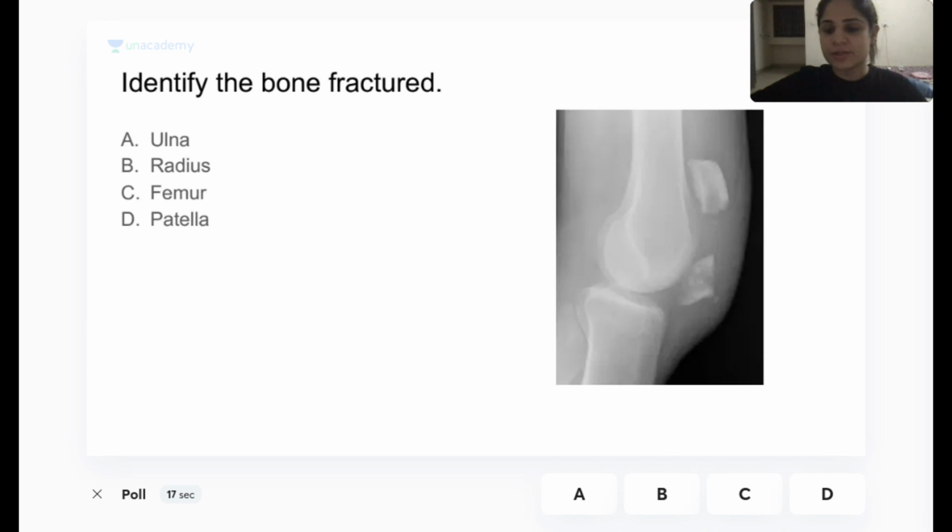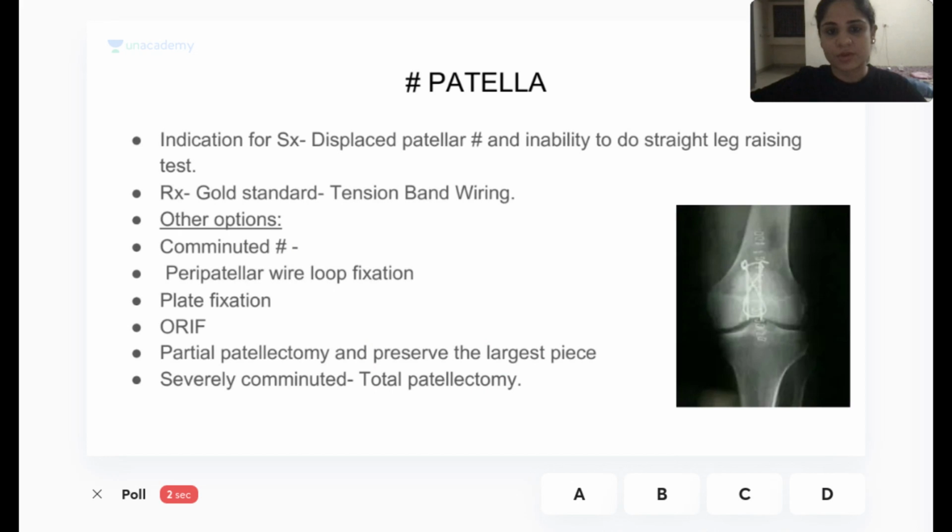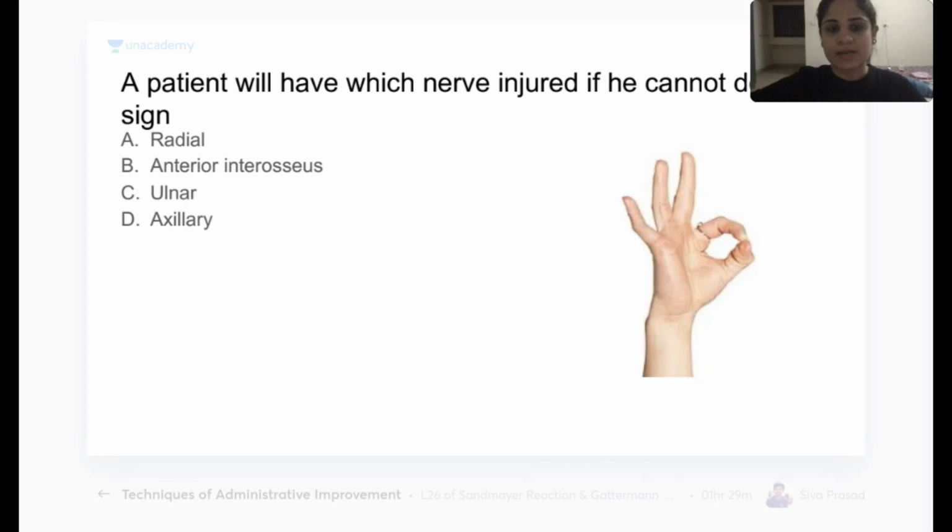What will be your treatment for this? What will be the treatment in this case? This is a transverse fracture which has displaced the two parts of the patella. So what will you do? You will do a tension band wiring, correct? Tension band wiring or figure of 8 wiring in that case. Alright. Next question that I have for you guys.